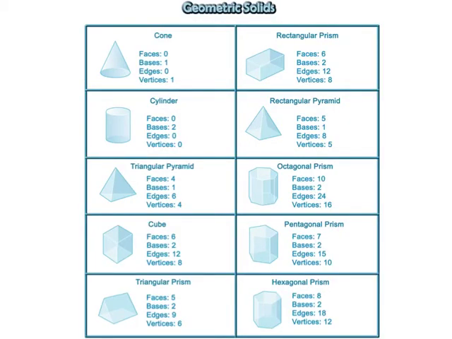Alright, now this chart has pretty much the same, with a few extras, like the triangular pyramid, triangular prism, octagonal, which means 8 sides, pentagonal, and hexagonal prisms. This one tells you how many faces there are, how many bases, how many edges, and how many vertices. A vertex is the point where it reaches the point.